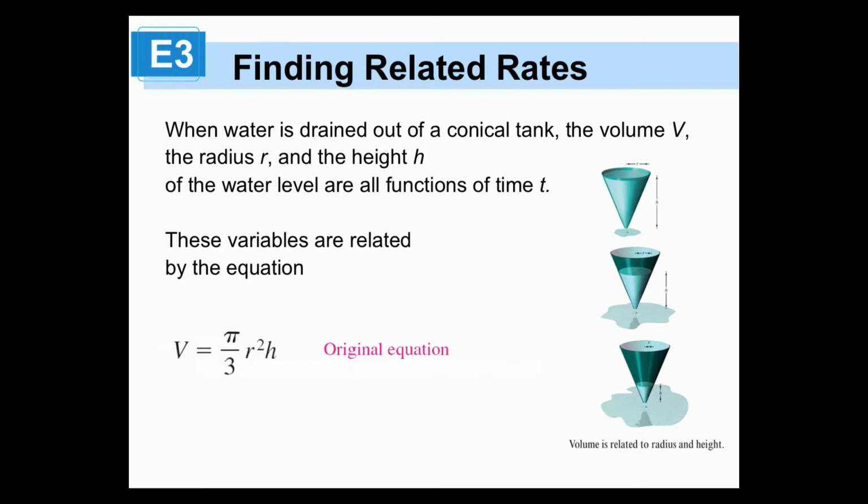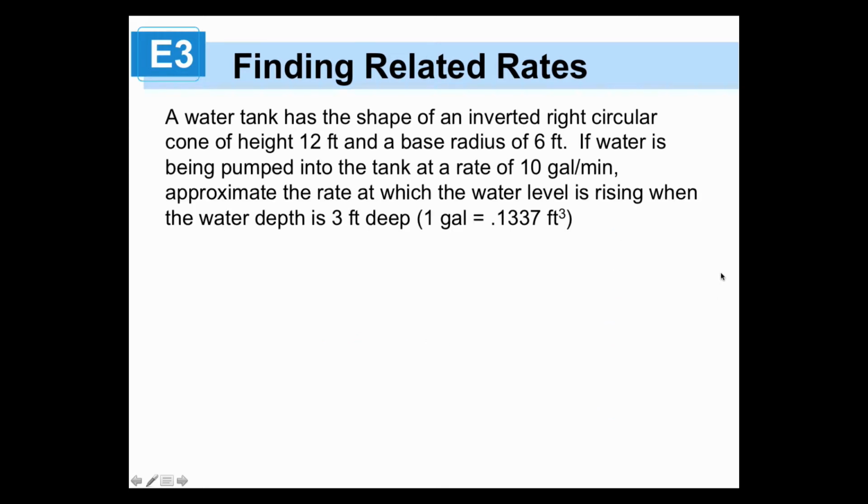Is it a tank? Yeah, it's a tank. It could be a Dixie cup or something off of a drinking fountain. And again, notice I gave you the original equation for the volume of a cone. So let's do this. Is that the same problem? Yeah, there we go. Water tank has the shape of an inverted right circular cone, which is a redundancy.